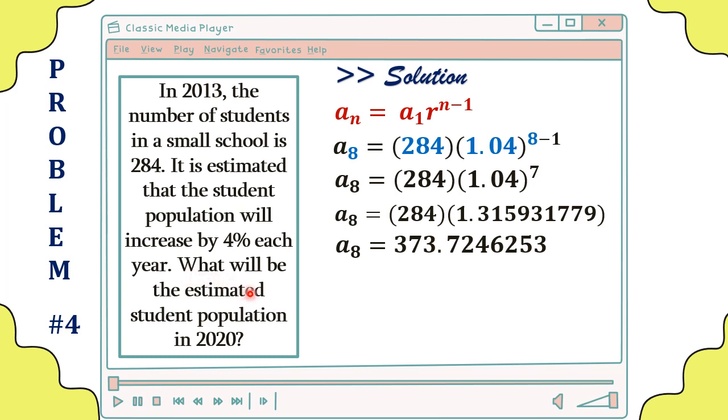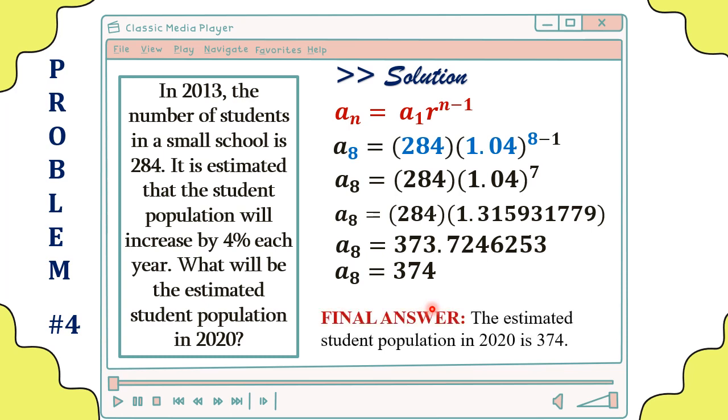Based on our problem, guys, since we're finding the student population in 2020, we are talking about persons or number of students. So our final answer must be a whole number, right? Therefore, let us round off 373.7246253 to the nearest whole number, and that is 374. And so our final answer: the estimated student population in 2020 is 374.